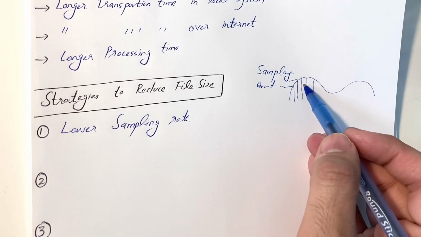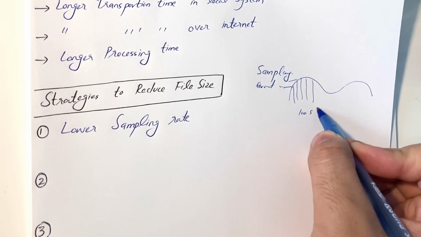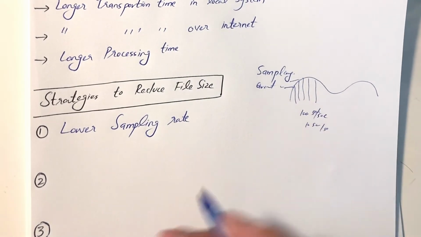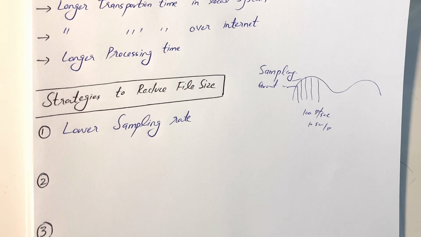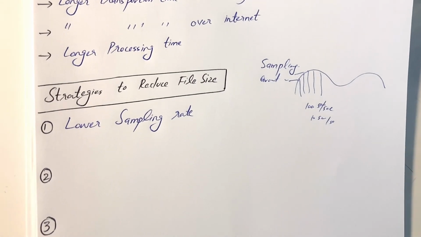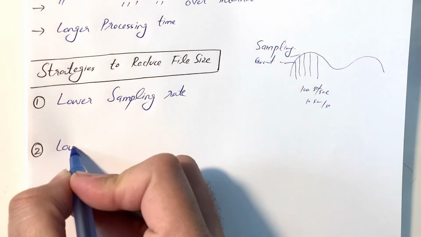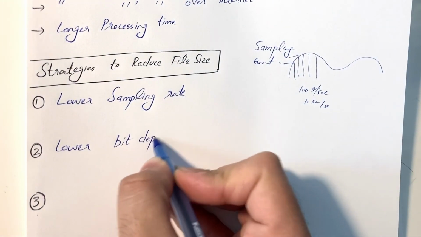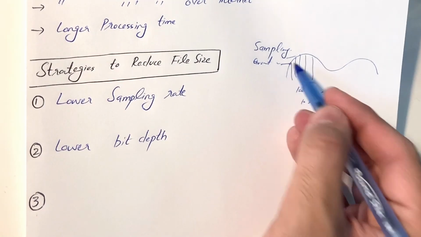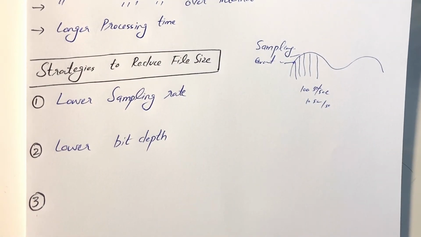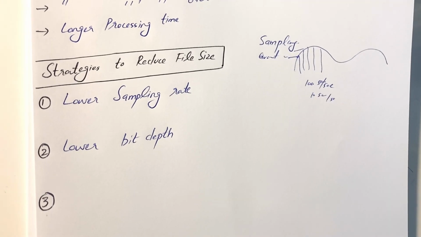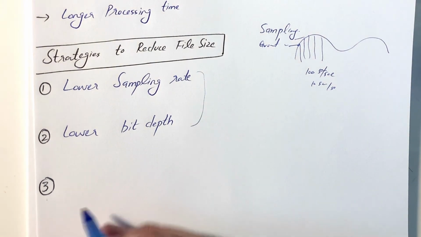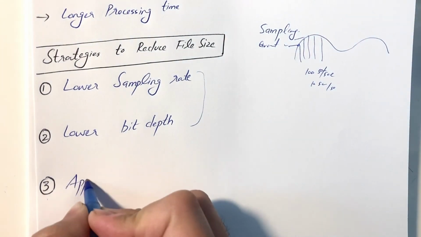For example, rather than taking 100 samples per second, if you take 10 samples per second, you will have fewer bits. But again, the data quality will get compromised. You can also lower the quantization level, or bit depth. If you have fewer quantization levels with which the samples are rounded off, it will take less space, and the file size will be smaller. These two are not really convenient methods. One of the best methods is to apply compression. And that's what we do.